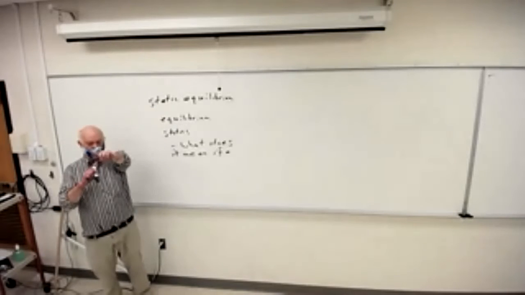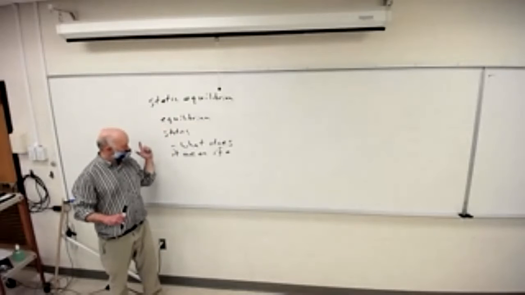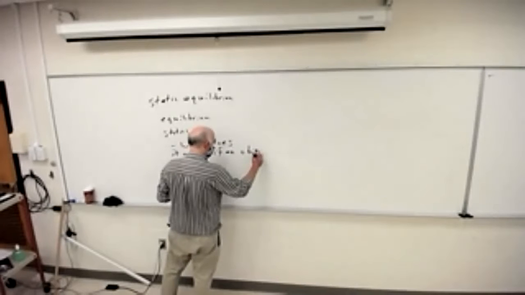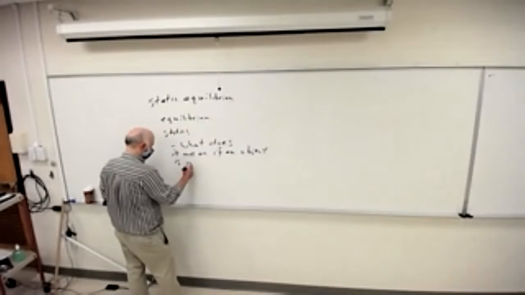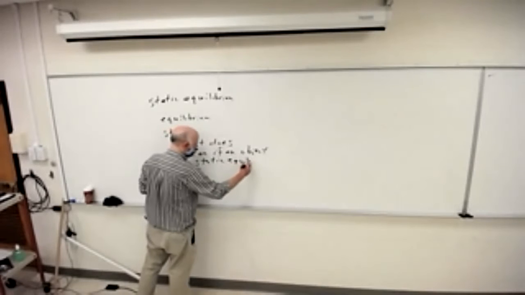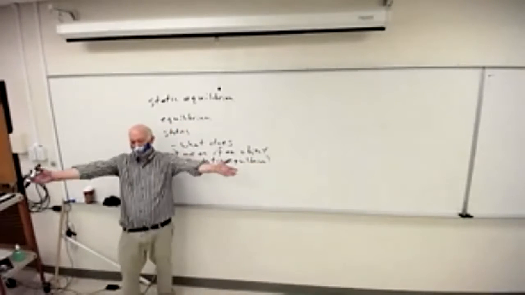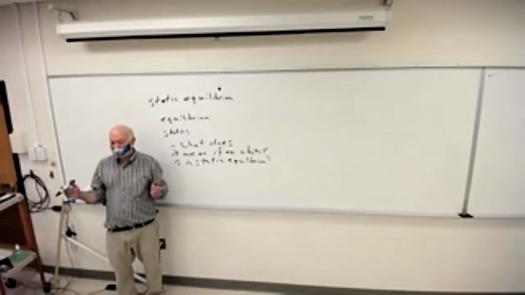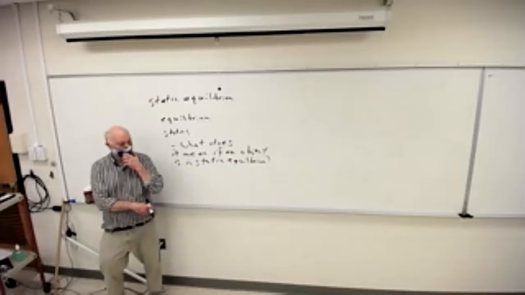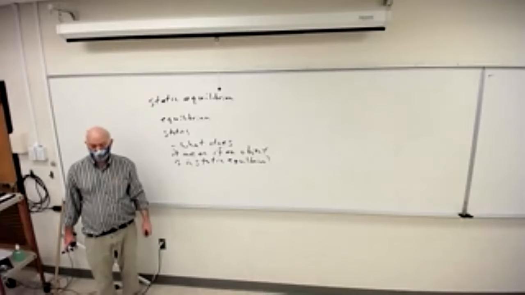So we're doing, let me just do a little preamble here. So we're doing static equilibrium. You can call it also equilibrium statics. The question you're going to ask is, what does it mean if an object is in static equilibrium? Okay, so I'll ask you, if an object's in static equilibrium, what does it mean?